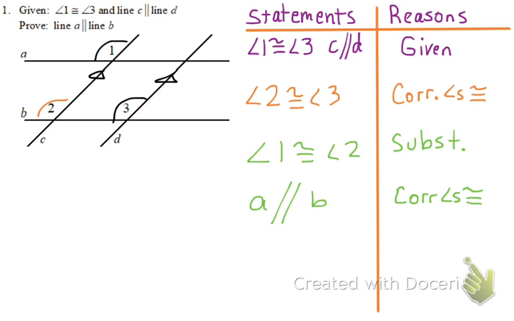So notice our second statement, angle 2 is congruent to angle 3. That comes from the fact that we have parallel lines and therefore the corresponding angles are congruent. Whereas this last one, we're saying the lines are parallel because the corresponding angles are congruent. So it's the converse of each other.